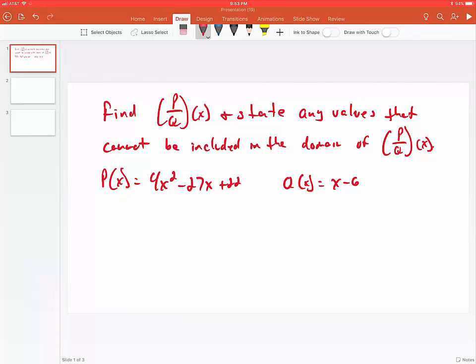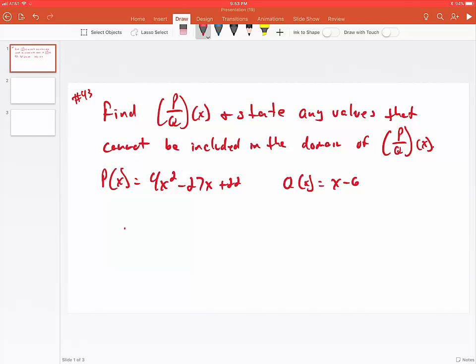So this is just a short video for section 8.2. I believe this is problem number 43. It says find P divided by Q of x, and state any values that cannot be included in the domain of P over Q of x. P of x is defined to be 4x squared minus 27x plus 22. Q of x is x minus 6.